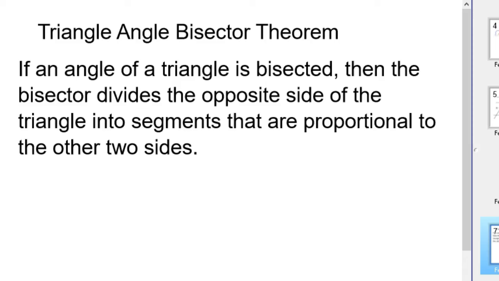Alright, the triangle angle bisector theorem. Kind of a tongue twister there. If an angle of a triangle is bisected, then the bisector divides the opposite side of the triangle into segments that are proportional to the other two sides. So what does that mean?